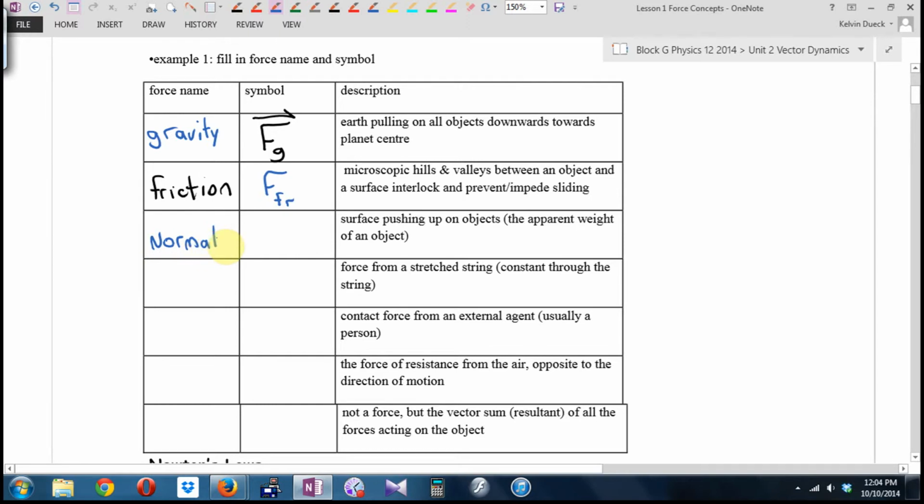Don't write this next bit down. Many textbooks will call it F for normal. The problem is that also looks like north and newtons. I don't like that. Some textbooks will call it F for weight. The problem is that's not always consistent. So I use Fn for normal force.